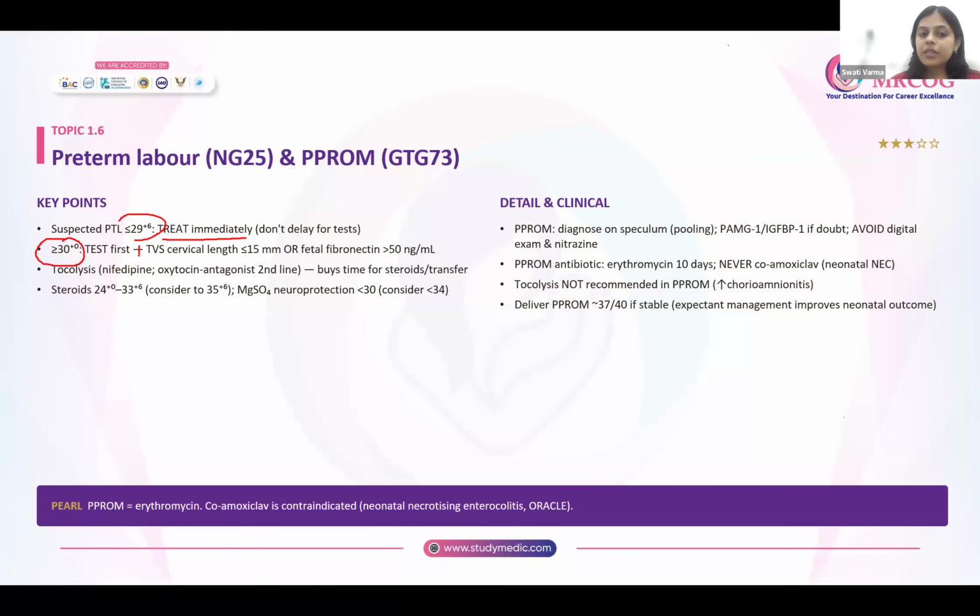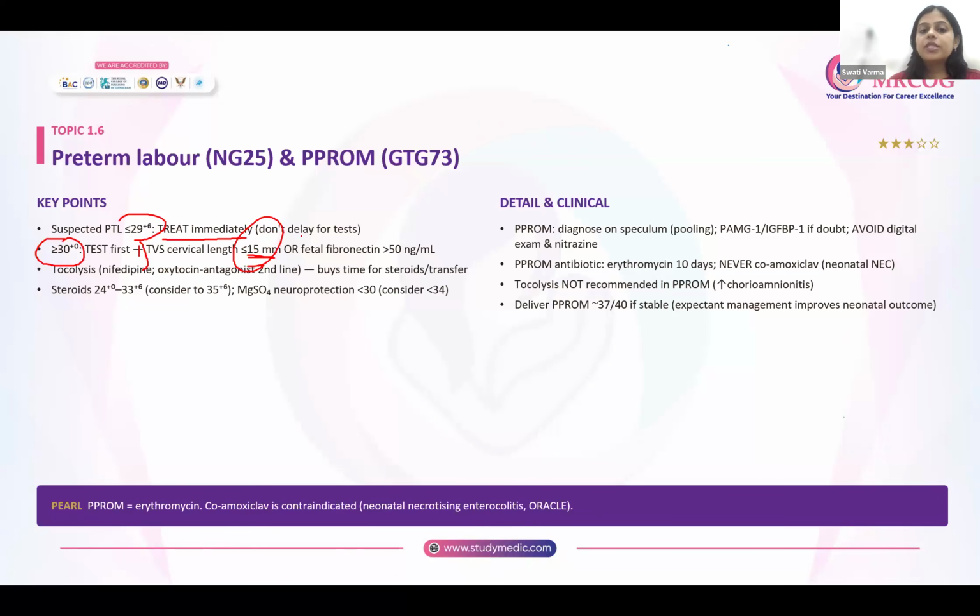So which one is the preferred test? The preferred test is TVS. TVS you will do for cervical length. And what is the threshold here? The threshold is 15 mm. Don't confuse with 25 mm, which is for cervical cerclage. Here for preterm labor, the threshold is 15 mm. So the first thing, any lady coming to you in suspected preterm labor, if she is 30 weeks or more, take her up for TVS for cervical length. If it is less than 15 mm, then she is at risk of preterm labor and requires treatment.